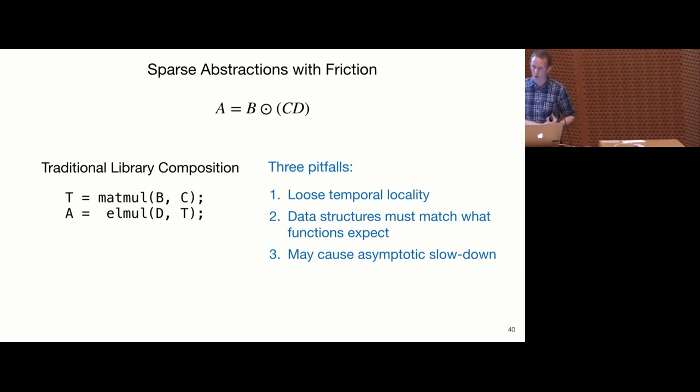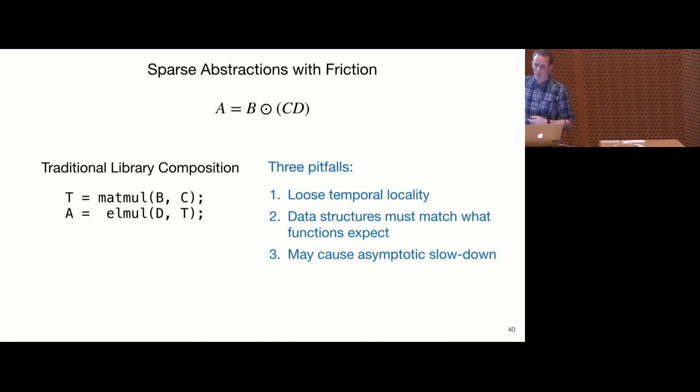You lose temporal locality, of course. You've flushed everything out of your cache by the time you get back to it. So that's one thing. You also must make sure that your data structures match what each function expects. So if what the matmul function returns, the t, is in a different data structure layout than what the element-wise multiplication expects, you have to reorganize your data. And if you're on a distributed machine, this is extremely expensive.